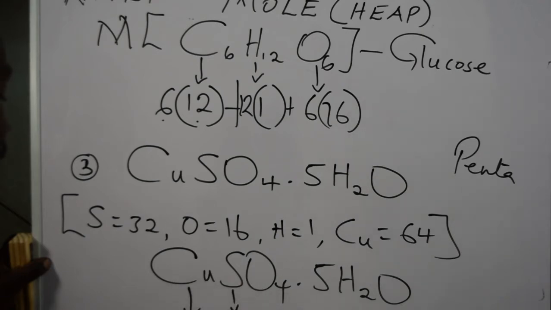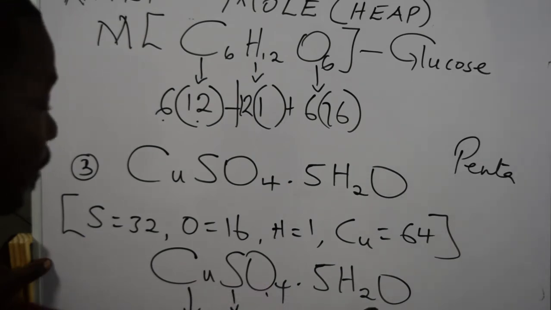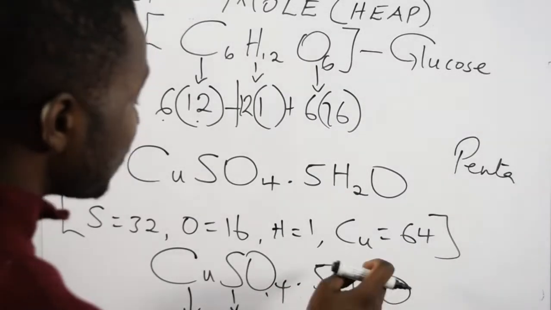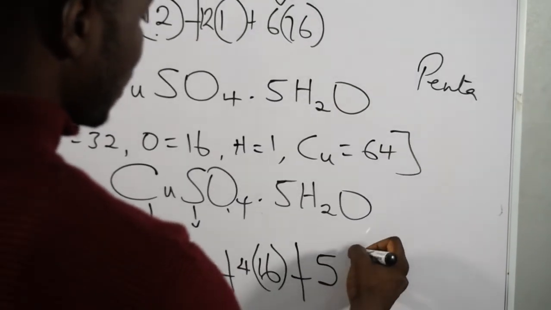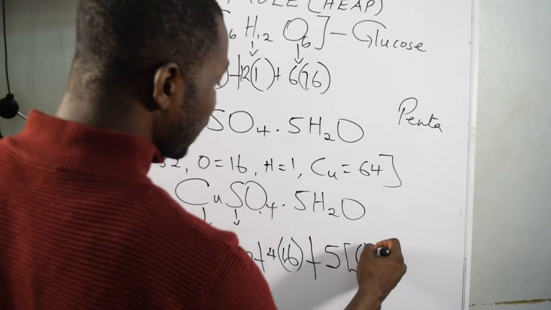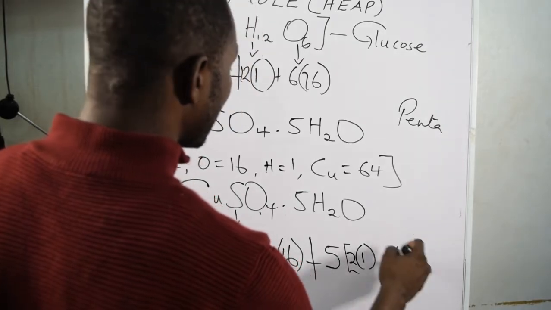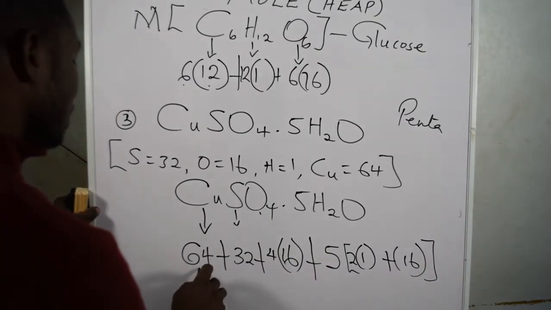Plus sulfur 32 plus oxygen 16. Here we can't just write 16. There are 4 atoms of oxygen. So 16 times 4 plus, don't be tricked. Yes, it's dot pentahydrate, but it's plus 5, then this is into bracket 1. Hydrogen is 1. How many atoms of hydrogen are there? 2. Plus oxygen is 16. Good. So we'll get 64, 32.